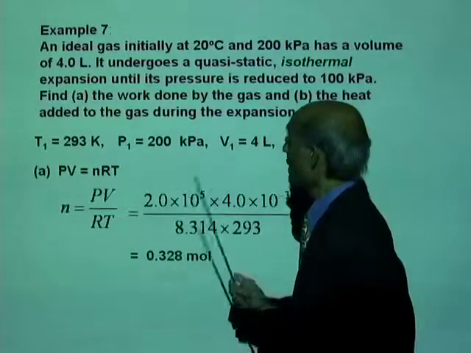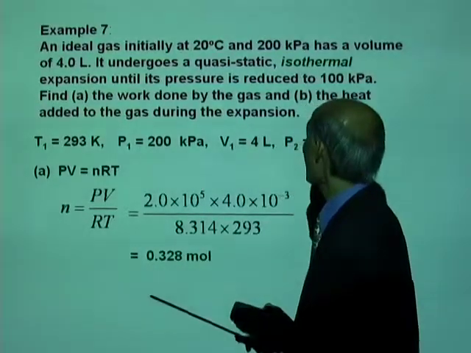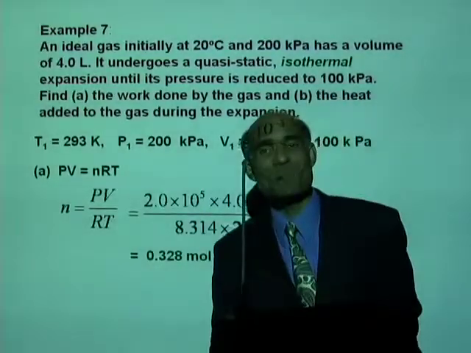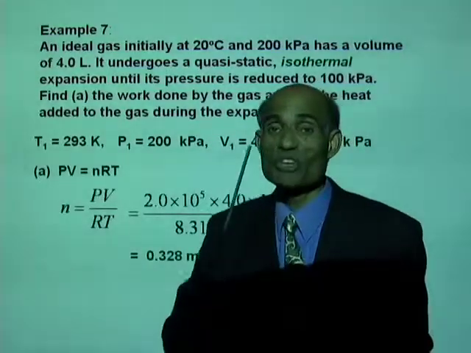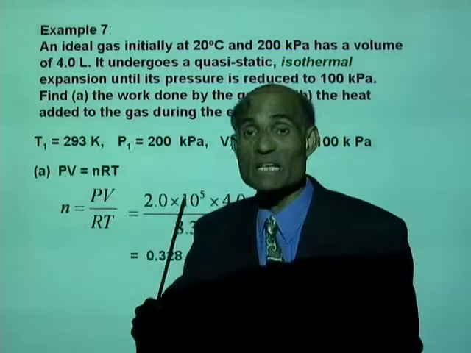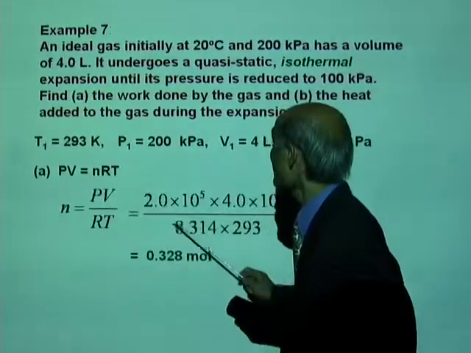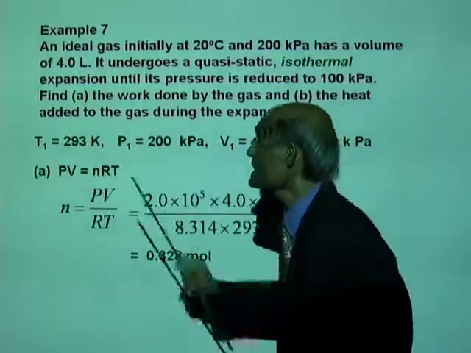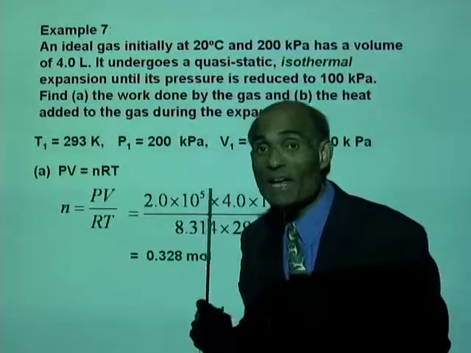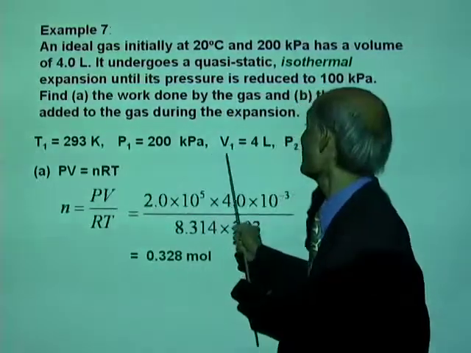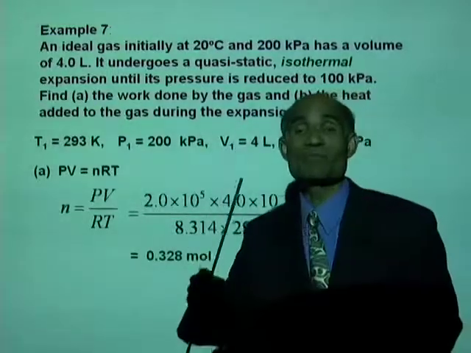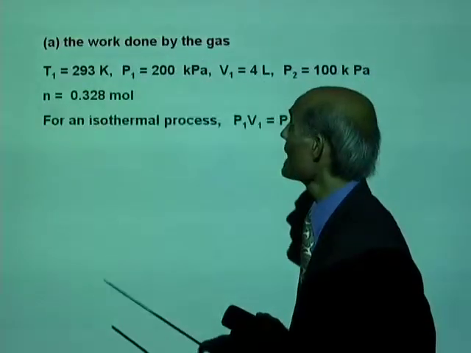Okay, now if you look at the equation again, what is it that we are missing here? Work done in an isothermal process is nRT ln V2 over V1. We've got n, we've got R, we've got T. We've got V1, we don't have V2. So what do we do now?